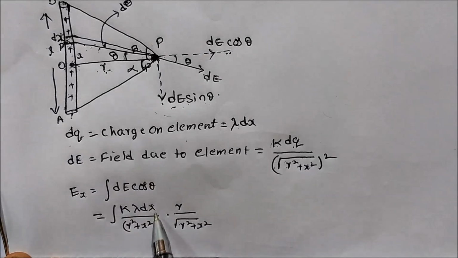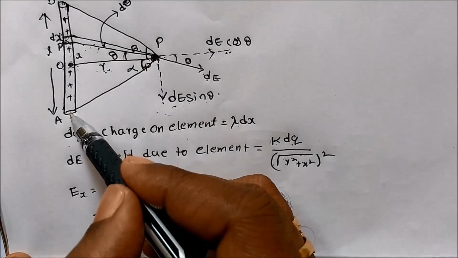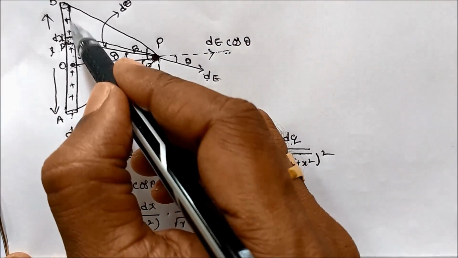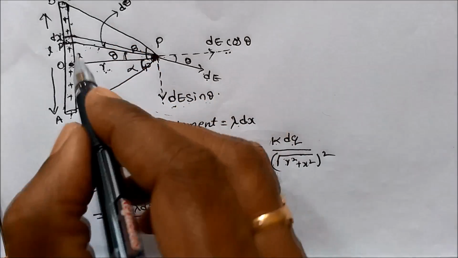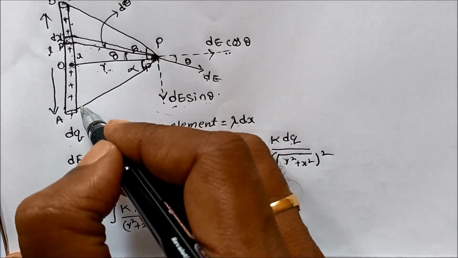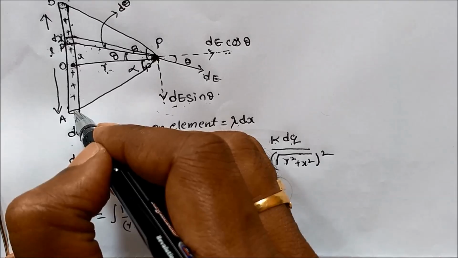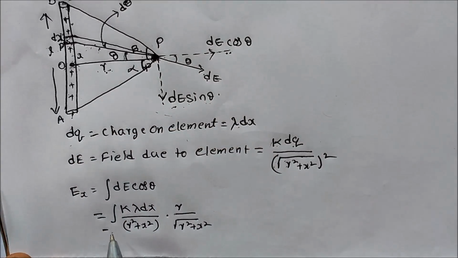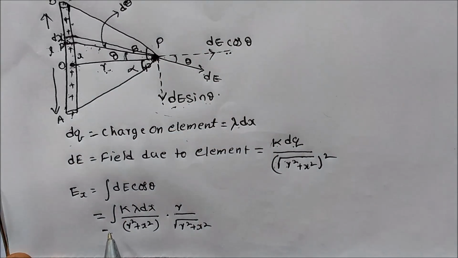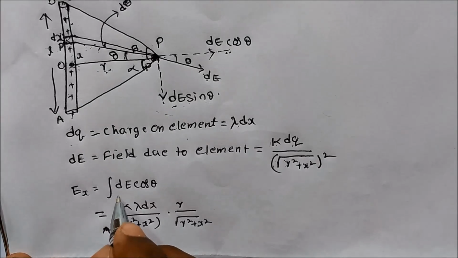Here, this x value, from where to where? From the lower end to the upper end, we have to find the field intensity. So the limits, from where to where? Lower end, where is that? Minus, lower end A and upper end B.